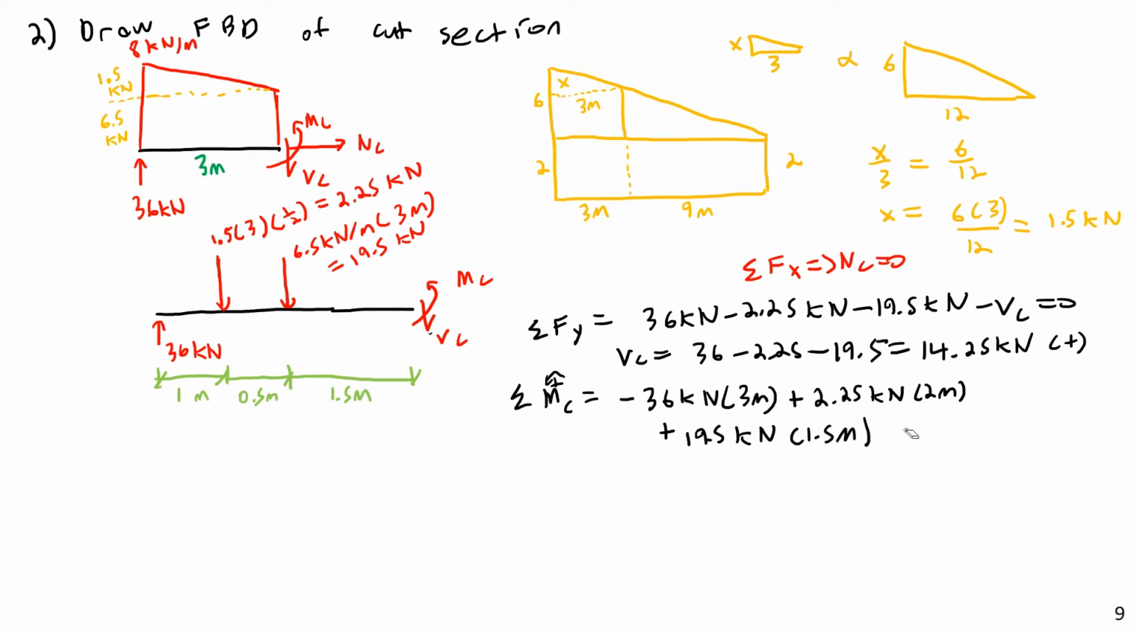Oh, I'm forgetting one crucial thing, and that is my MC. And it's plus MC, not because I assumed it to be positive, but because on this diagram it is counterclockwise. And so MC will then come to 36 times 3 minus 2.25 times 2 minus 19.5 times 1.5. And that will then come to, let's see, 36 times 3 minus 2.25 times 2 minus 19.5 times 1.5. And if I mathed all that correctly, this will come to 24.25 kilonewton meters.